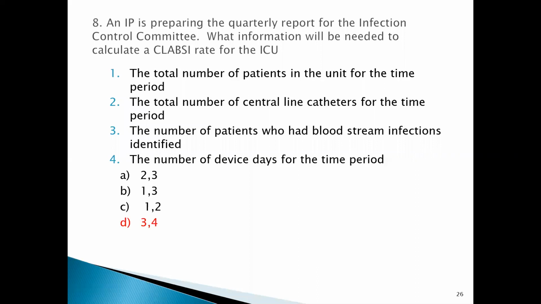So for that question I didn't know the answer to, I'm going to ask when we have a live meeting to see if anybody who's working in the hospital can explain that to me. Question 8, an IP is preparing the quarterly report, or we just did this one.